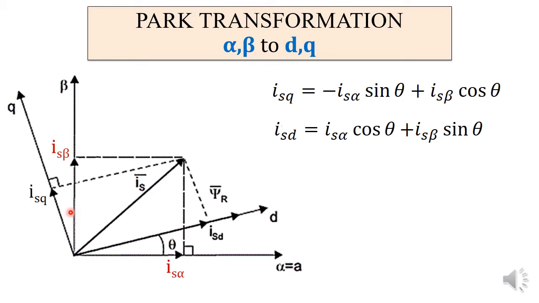This angle is equal to theta. So IS beta cos theta. So we have obtained the expression for ISQ. Next ISD. That's also very simple. ISD, this component ISD is equal to IS alpha cos theta plus IS beta sin theta. That's also very clear.